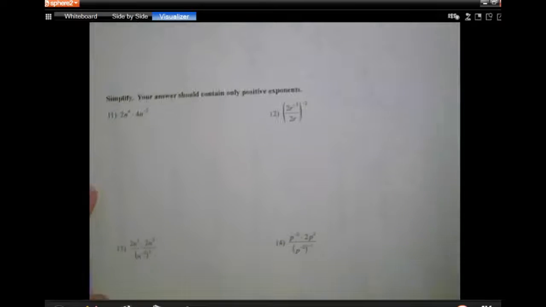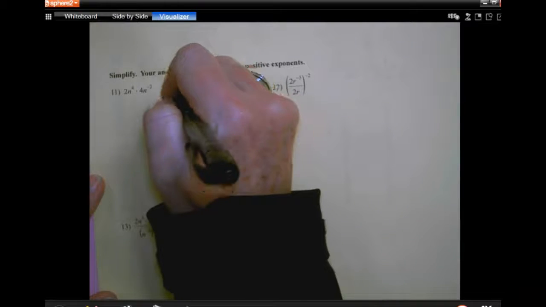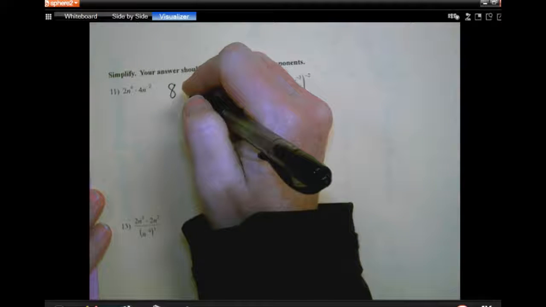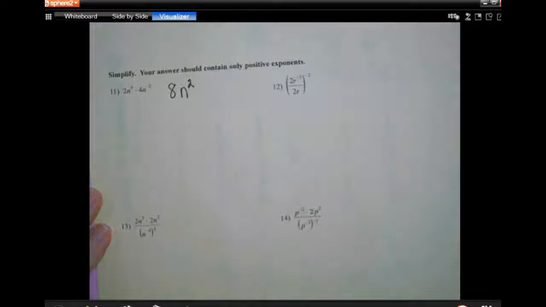So number 11. 2 times 4 gives me 8. Now I have to add 4 minus 2 gives me 2. Is it positive? So it stays on the top. So it's n to the second.